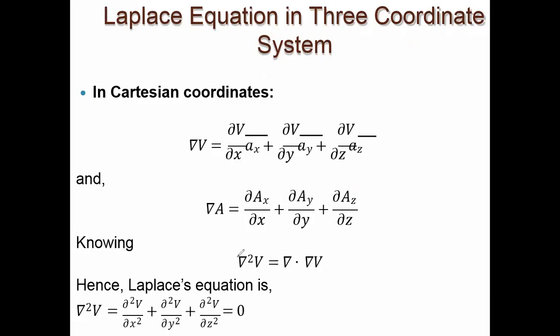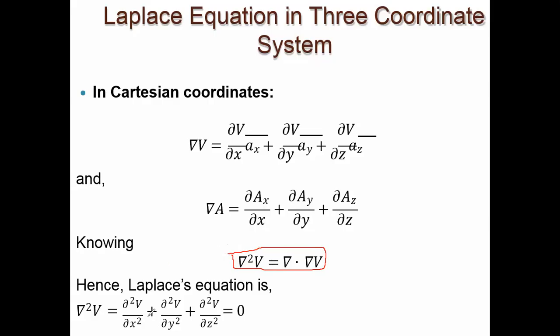Laplacian operator. So del square v is equal to divergence of gradient. This del square v is the divergence of gradient. So using this, we have already studied the gradient in Cartesian system, and the divergence in the Cartesian system.